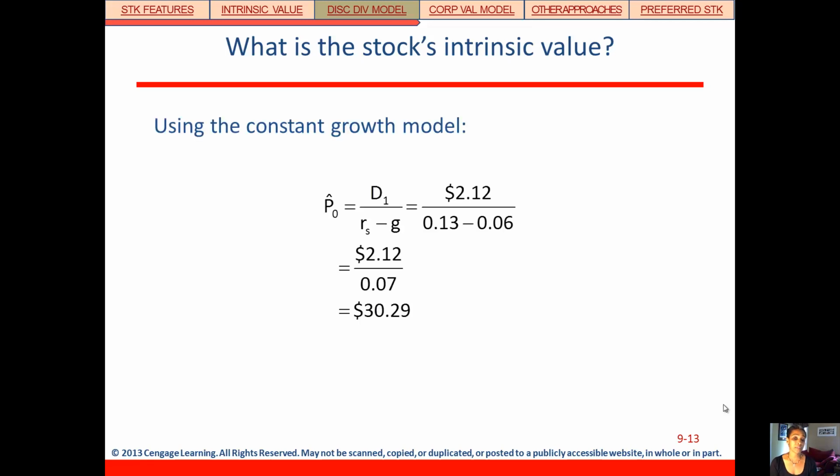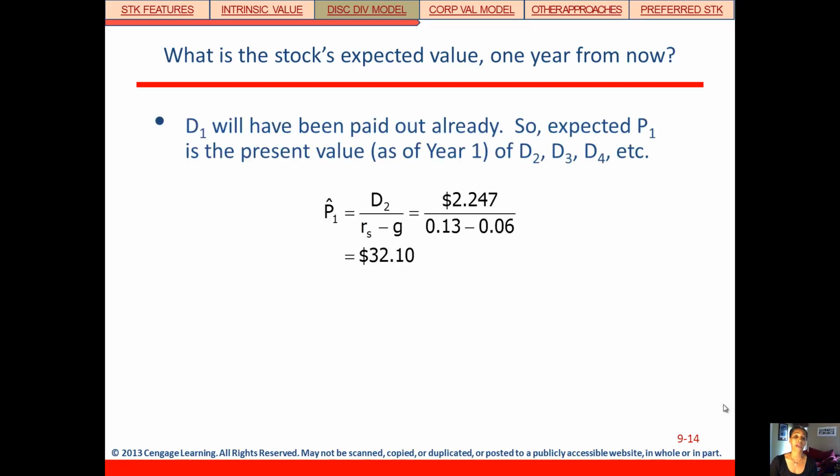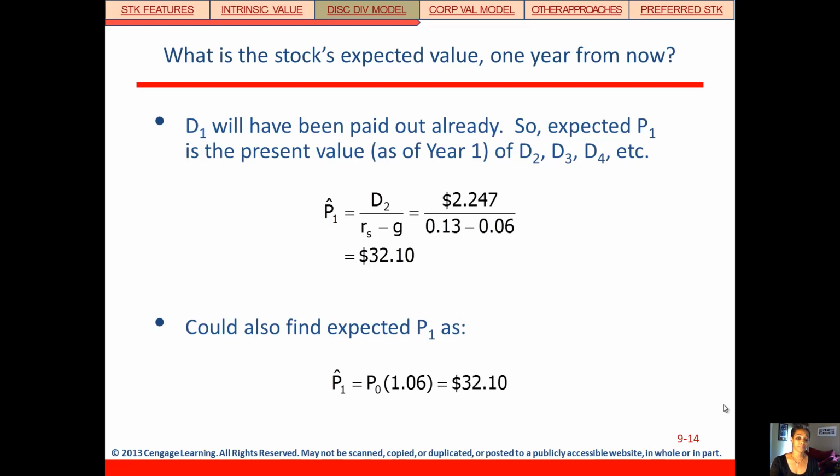So now if we put it all together, D1 was $2.12. We said that the required return on the stock was 13% and the growth rate was 6%. So that gives us a value of the stock today of $30.29. And so then if we wanted to know the stock's value 1 year from now, which would be P hat 1, we could just put in D2 and divide that by Rs minus g, and now we get $32.10. So another way to do it would just be to take P0 times 1 plus g.